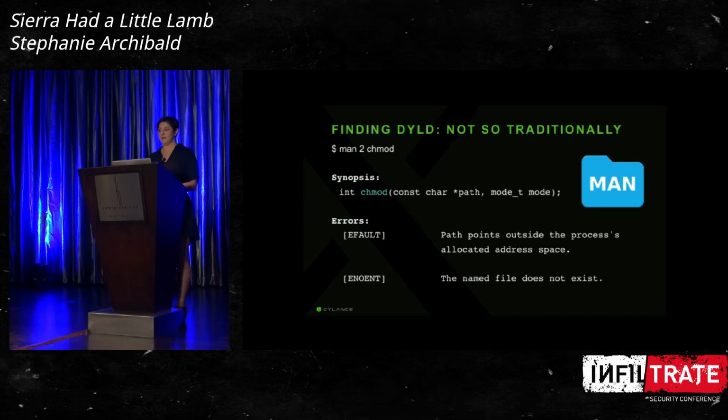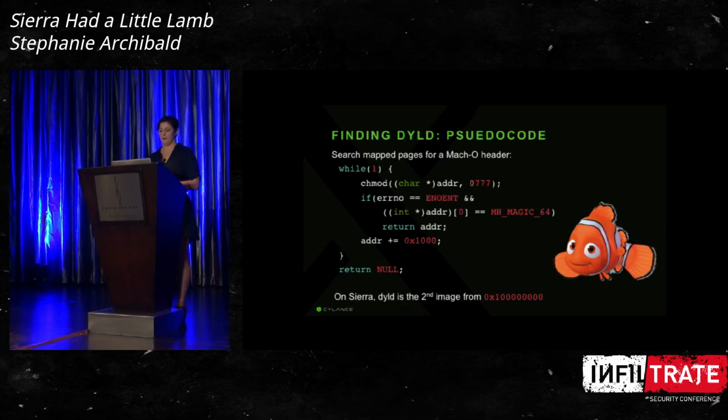If the address is allocated and you're giving it a pointer to some random point in memory, what you'll probably get back is ENOENT, which means the file does not exist. So here's our pseudocode loop. Basically, you start at some address. On Sierra, you start at this address here, one with a lot of zeros at the end. This is new. In previous versions of OS X, DYLD was always found at the very beginning of the shared region, which is 7FFC something or other that I always forget.